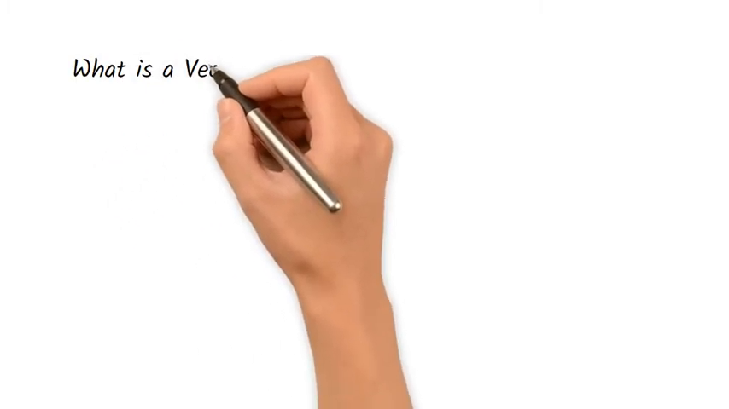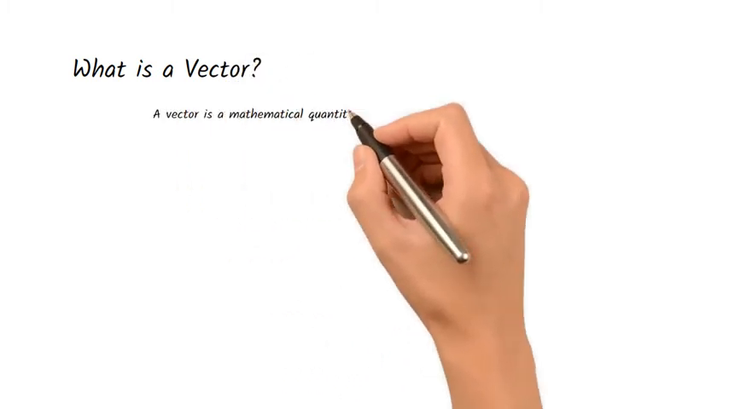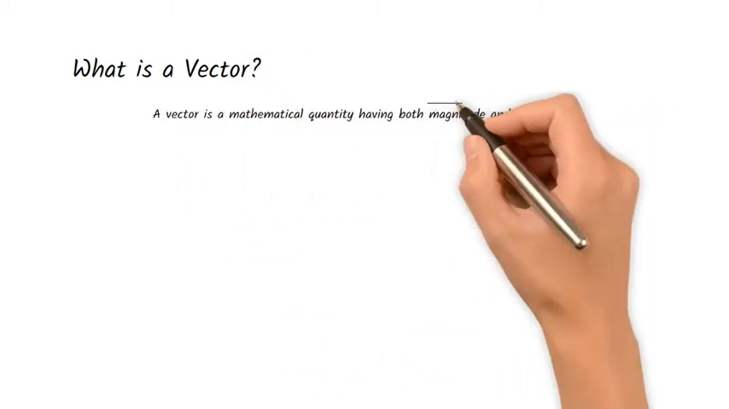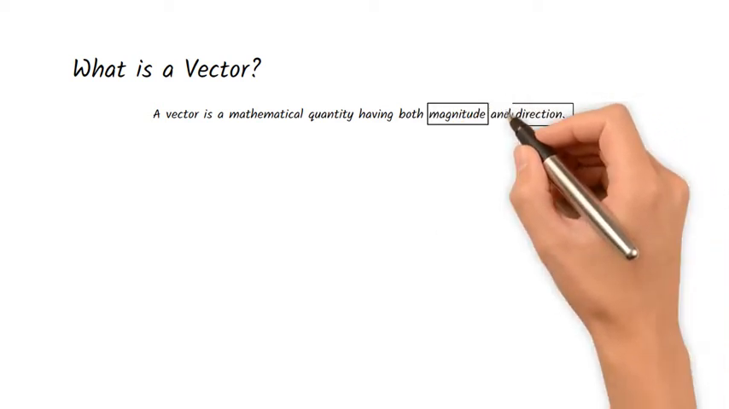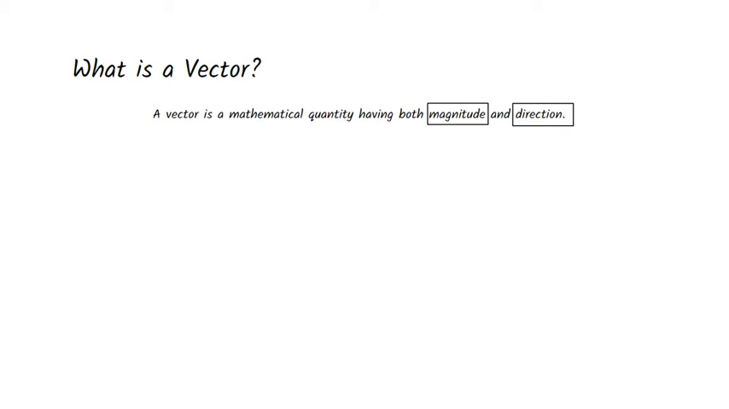So, what is a vector? A vector is a mathematical quantity. Here we emphasize the magnitude and the direction. That means if two vectors have the same magnitude and direction, we will say they represent the same mathematical quantities.